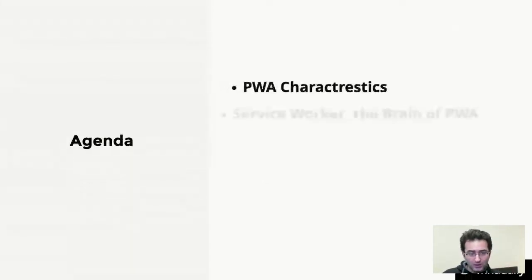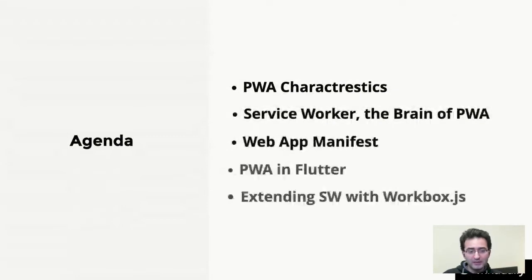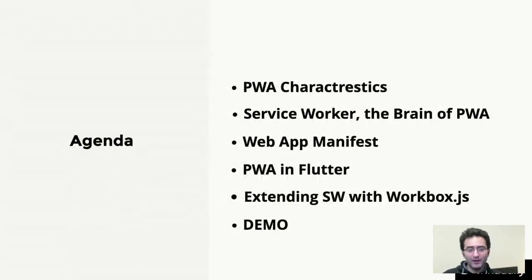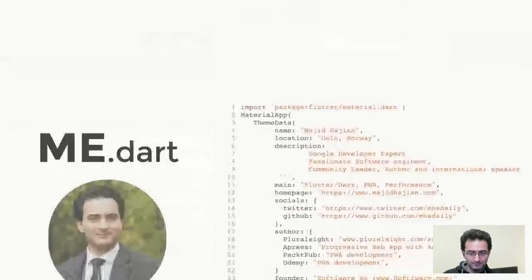So in this talk, quickly, to just be on the same page, we're going to talk about progressive web app characteristics. We're going to talk about service worker and web app manifest, how Flutter is taking advantage of these two technologies to build progressive web apps. And at the end, how you can extend service worker for Flutter applications, where you can do a bunch of more advanced patterns, which is not supported by Flutter itself, but you can do that.